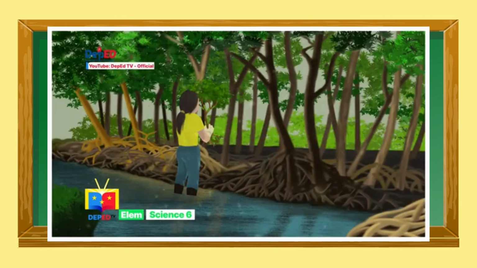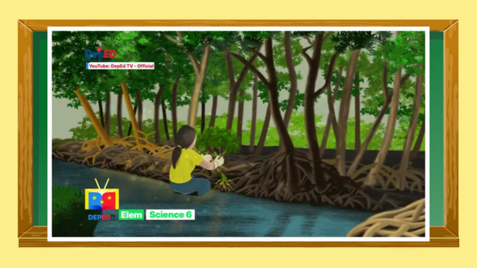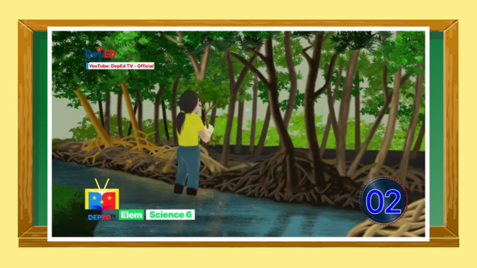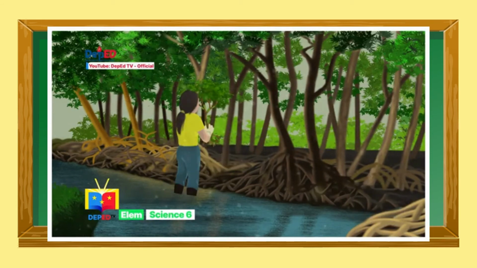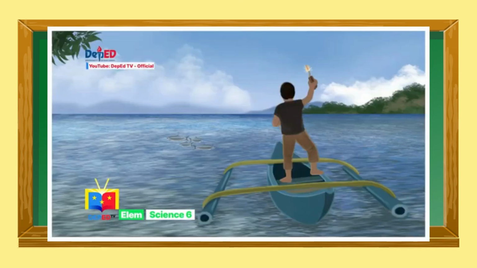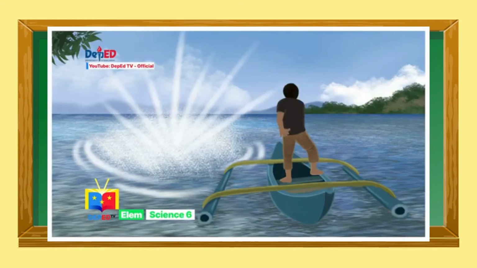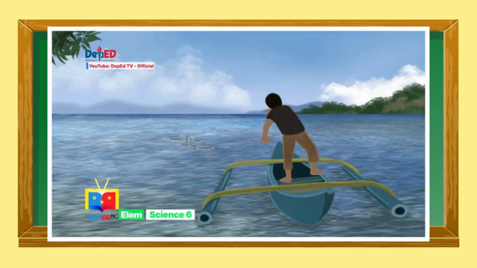Picture number 3. This is a picture of mangrove planting. What can you say about this? Very good. Mangrove planting is one way of showing an action in preserving and conserving our mangrove swamp ecosystem. Picture number 4. This is a picture of dynamite fishing. What can you say about it?